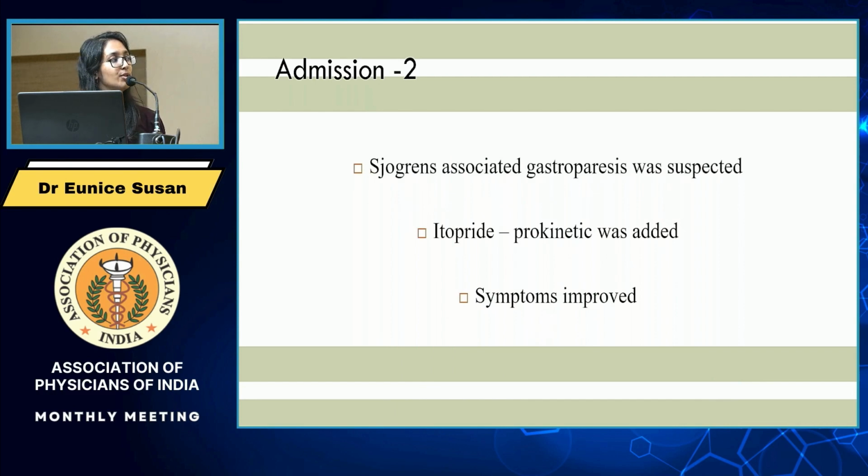So the patient continued to have multiple episodes of vomiting. We suspected Sjogren's associated gastroparesis, and we added itopride, a prokinetic, after which her symptoms improved.